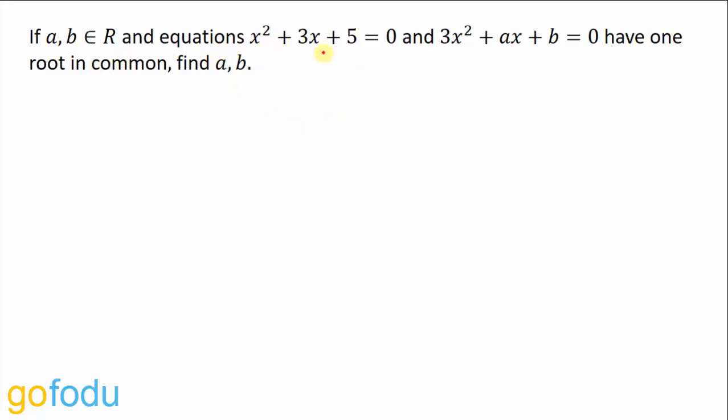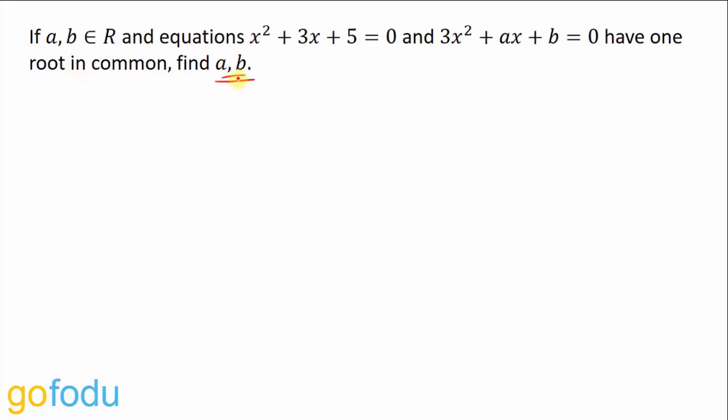Okay, one root is common between these two equations and we have to find the value of a and b. So they have one root common. That means either one root is common or both the roots can also be common. Unless it clearly mentions that exactly one root is common, we are going to assume that either one root can be common or both the roots can also be common.